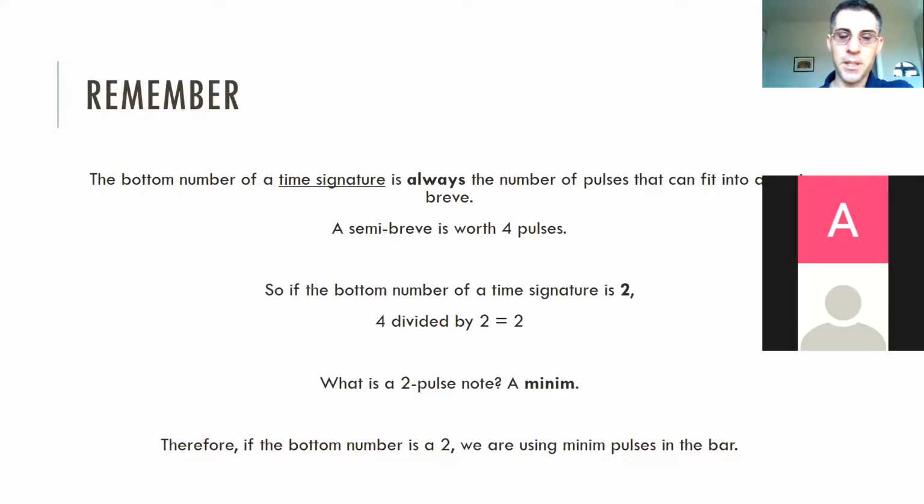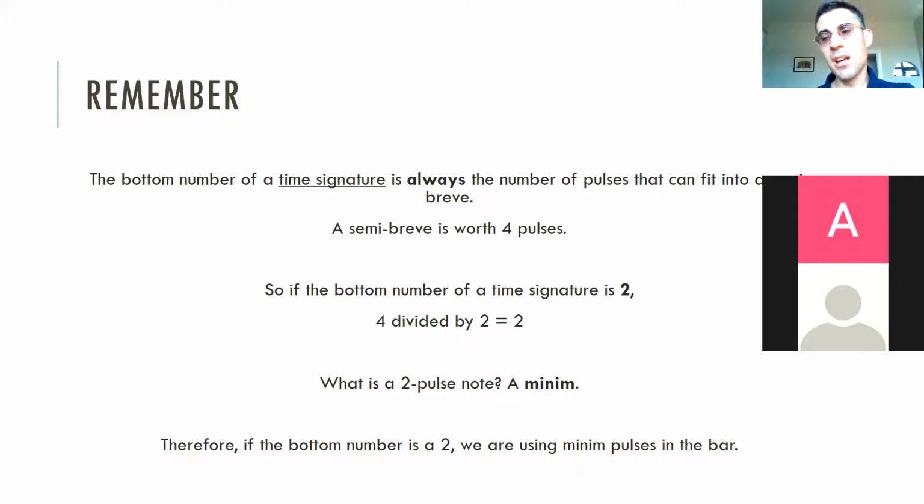Okay. So here's what we've just been speaking to. The bottom number of the time signature always tells us what the pulses are. And they fit into a semibreve, which is worth 4. So if the bottom number is 2, you say 4 divided by 2, it equals 2, and that tells us that's a minim.